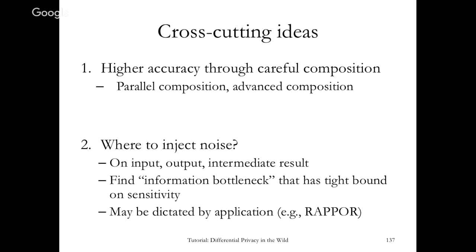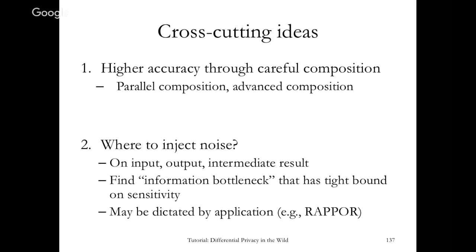Okay, so on to some cross-cutting ideas. These are just five ideas that seem to apply to a lot of the different algorithmic techniques that have been developed. The first one is that you can often achieve higher accuracy through careful composition. So we saw examples where parallel composition could be used. With the query answering problem of answering range queries over spatial data, we saw that by binning the grid into cells, you can use parallel composition across the cells. We also saw with the quad tree approach, you can use parallel composition across the children within the quad tree structure.